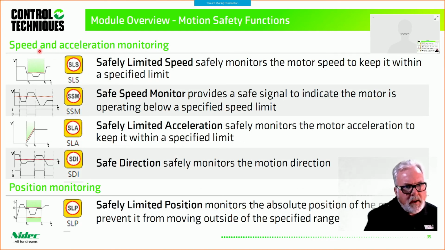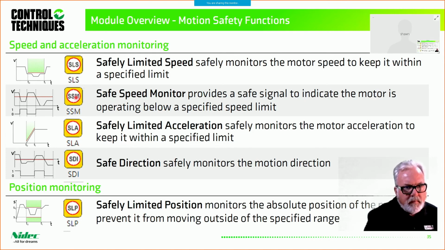So we also have speed and acceleration monitoring. Clearly, these involve encoders. Okay, so without a secondary safety encoder or without snooping on your motor encoder, if it's an EnDat 2.2, these are not going to be applicable. So we have safely limited speed, which safely monitors the motor speed to keep it within a specified limit, right? This is one of the functions that I'm using in the example that I'm going to show you tomorrow, the safely limited speed.